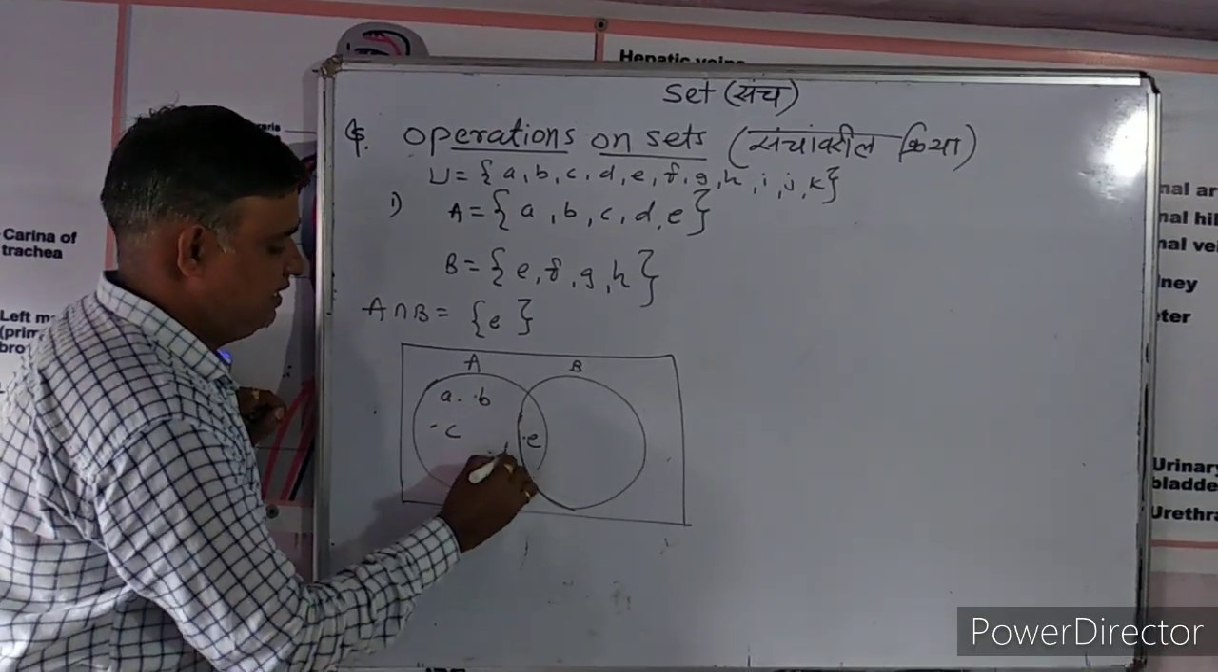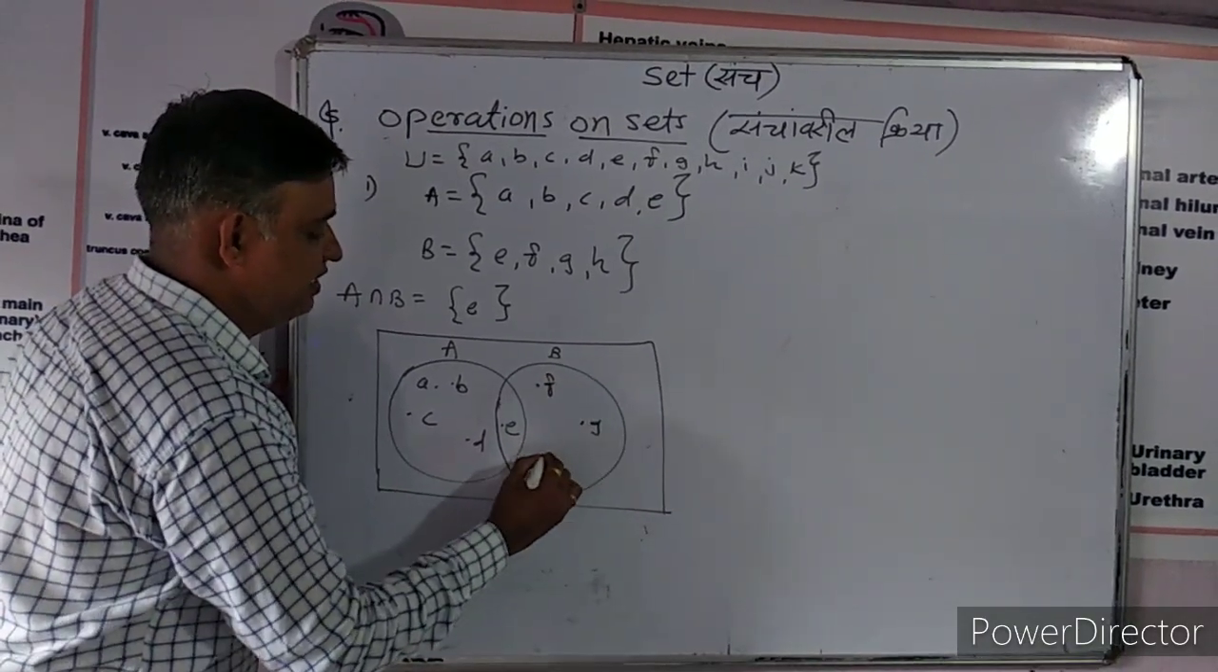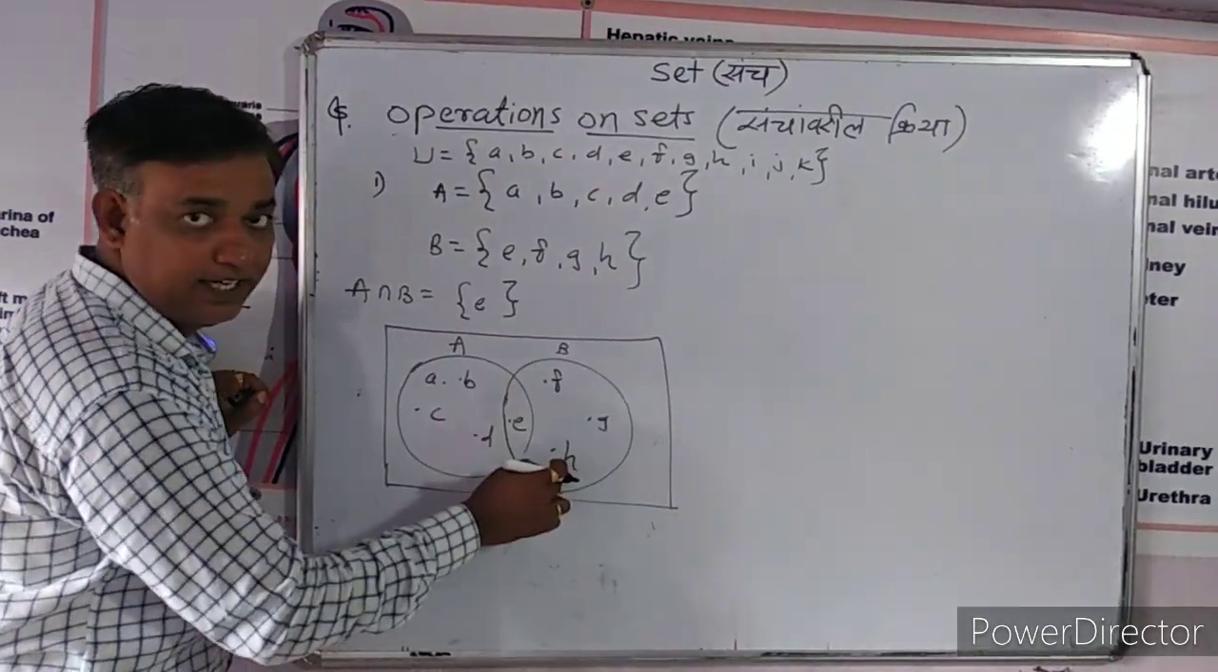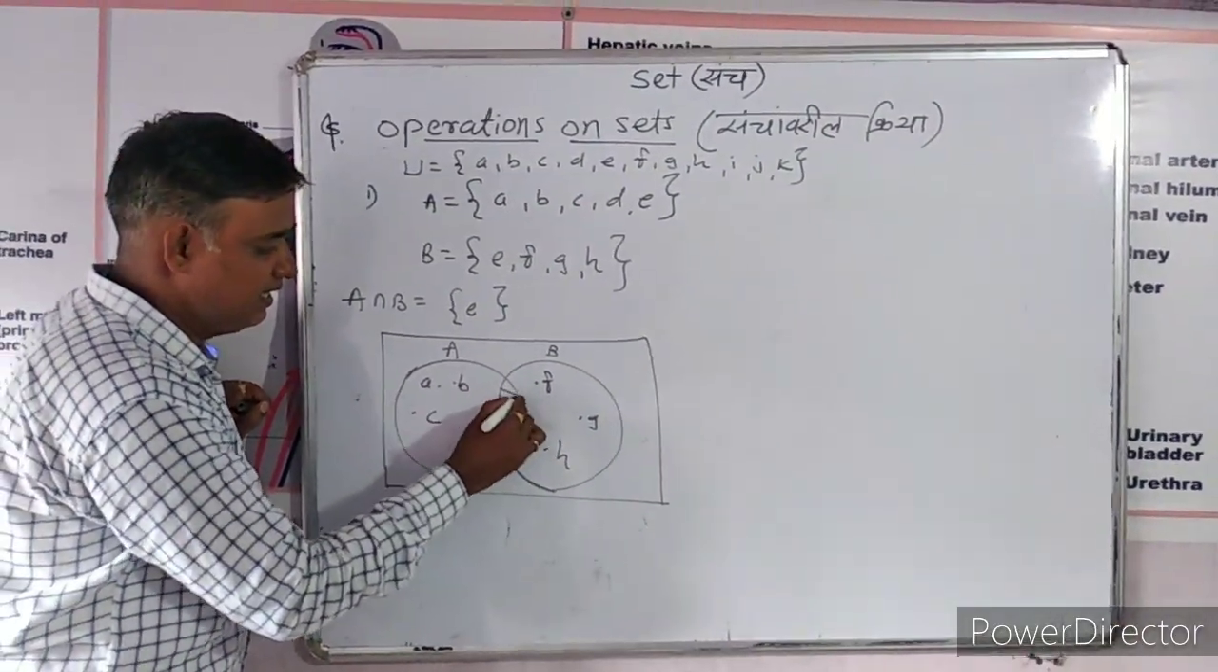Here all elements are F, G, H, the elements of B. We write the elements of A here and the elements of B here, and in both, E.